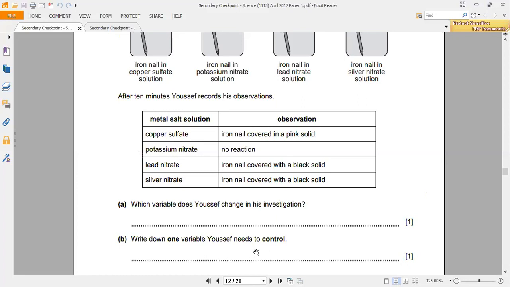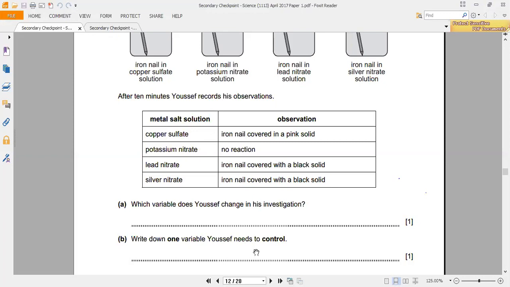Number 3, we have the control variables. All of the controlled variables are anything in the experiment that should be kept constant during the experiment, not to affect the results. Actually, we are investigating the independent and the dependent variables, those only. So anything else should be kept constant. So here, which variable does Yusuf change in his investigation? Of course, he did change the metal salt solution. Okay, this is the changing one, or the independent variable.